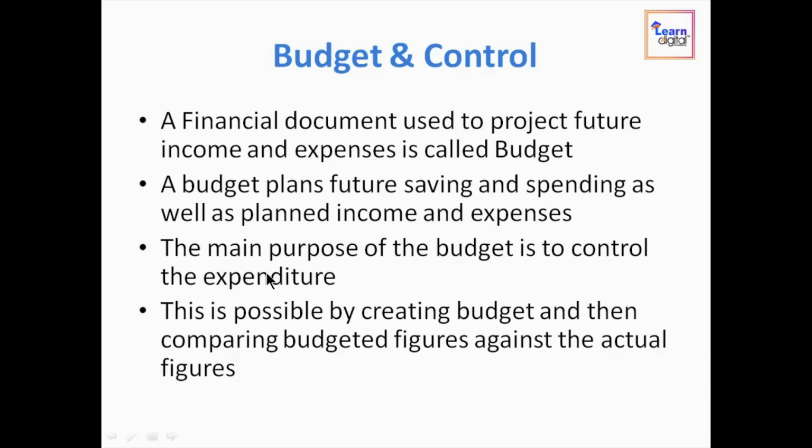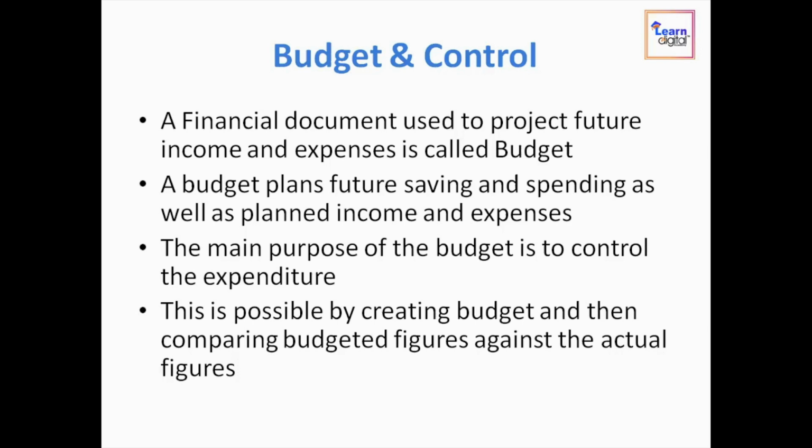So if the budget is decided for any kind of expenses, beyond that the company does not allow the employees or the team to spend above that decided budget. So the main purpose of the budget is to control the expenditure. This is possible by creating a budget and then comparing budgeted figures against the actual figures. So whether the budget is maintained or not, or the actual figures are crossing the budget amount, all these things can be compared only if the budget is created and then actual entries are passed.